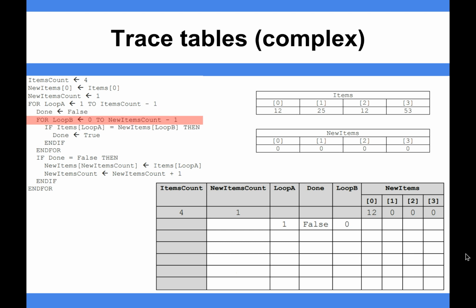For loop B, 0 to new items count minus 1. Well, new items count is only 1. So 1 minus 1 is 0. So I've just got to do for loop B 0.